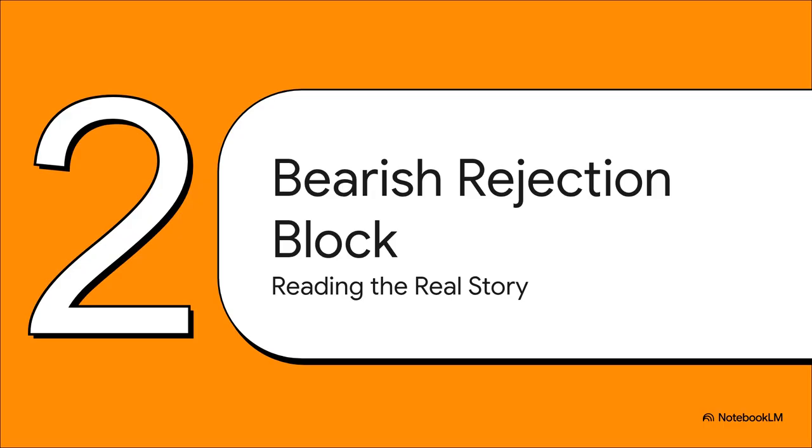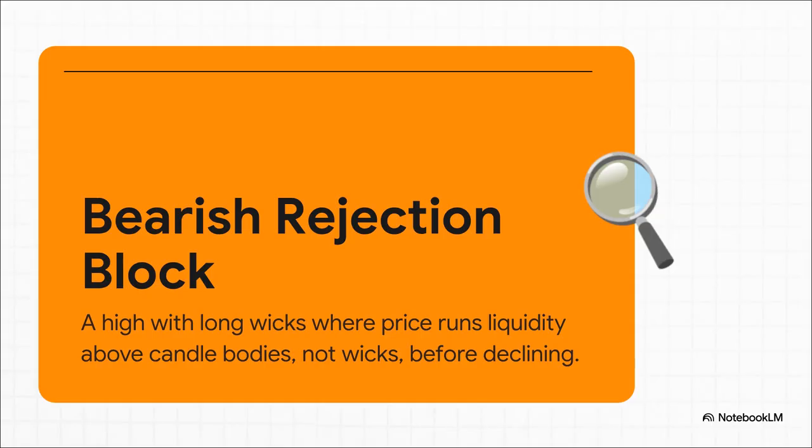Okay, let's get into the nitty-gritty of the bearish rejection block. Think of this as a super powerful distribution pattern. It gives us a much more nuanced view of how the smart money is actually selling into a rising market. It's all about reading the real story, not just the obvious stuff everyone else is looking at. So what exactly is a bearish rejection block? Well, it's a swing high, and you'll usually see these long upper wicks. But here is the absolute key, so listen close.